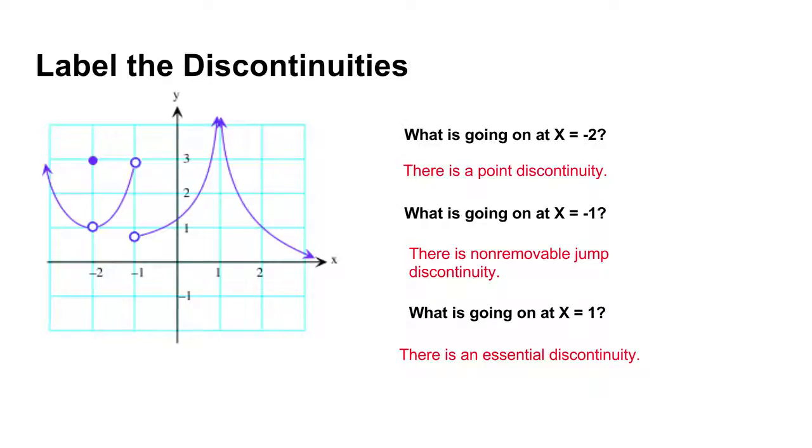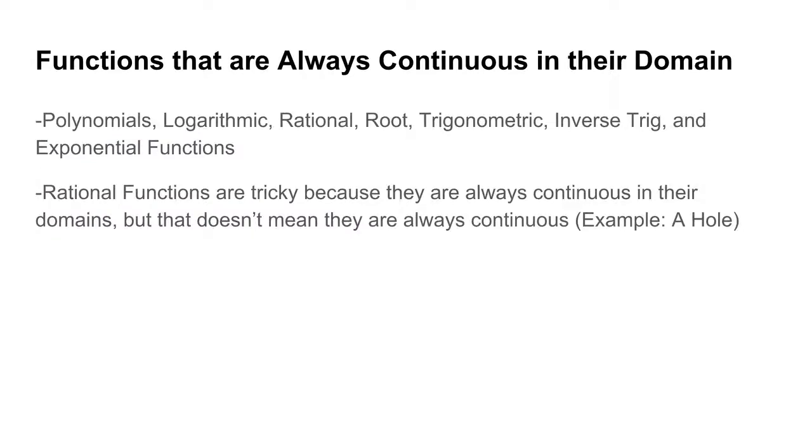And at x equals 1, there is an essential discontinuity, or a vertical, non-removable infinite discontinuity, because there are vertical asymptotes. Functions that are always continuous in their domain. This is more important for things in chapter 4, but it also comes up in IVT, so it's important to know this, even though it's not used specifically in this section.